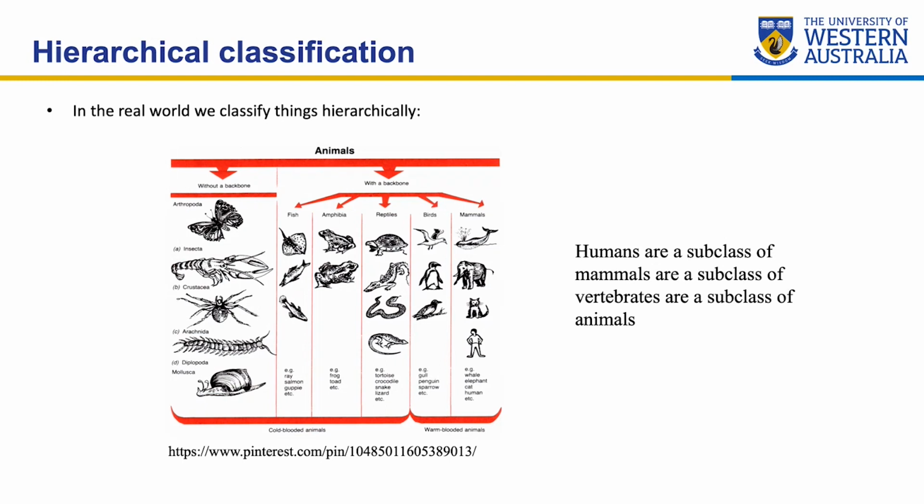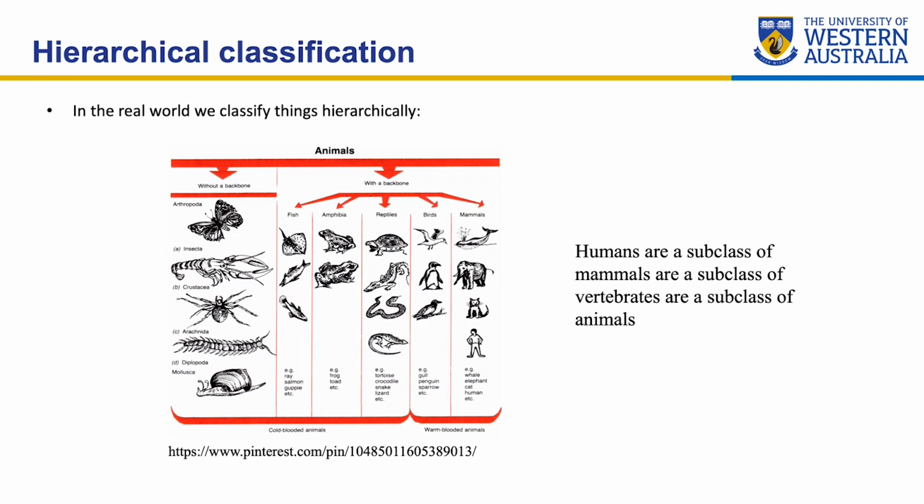So the first thing we're going to look at is hierarchical classification. In the real world, we classify things hierarchically, right? So we have the animal kingdom. We can classify them with or without a backbone, and then it goes further down into more defined types of animals, right? Humans are also subclasses of mammals, and mammals are subclasses of vertebrates, and vertebrates are subclasses of animals, right?